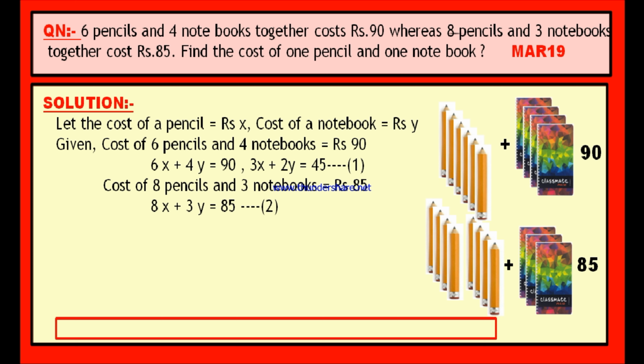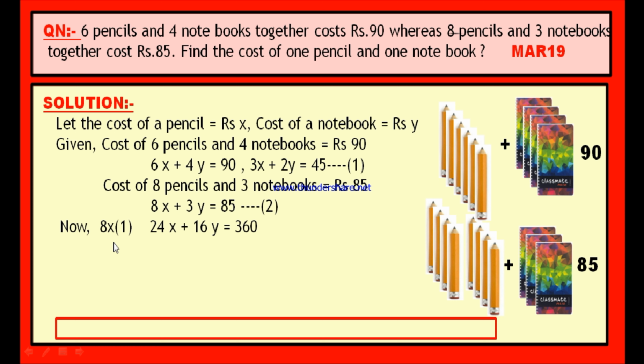Now from the first and second equations, you have to solve these two equations and find the values of x and y. If you observe these two equations, in the first equation the coefficient of x is 3 and in the second equation the coefficient of x is 8, they are not equal. And the coefficient of y is 2 here and 3 there, they are also not equal. In such a case, multiply the first equation with the coefficient of x of the second equation and multiply the second equation with the coefficient of x of the first equation.